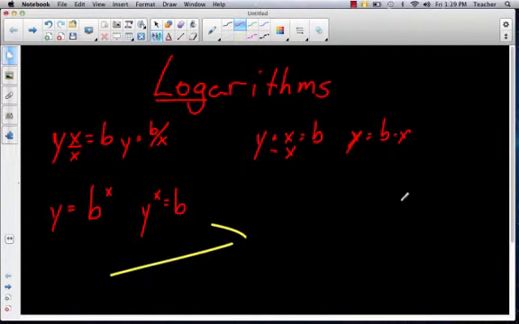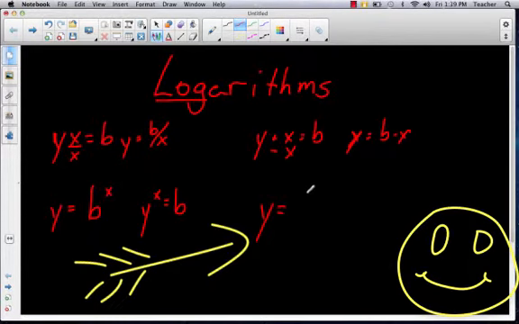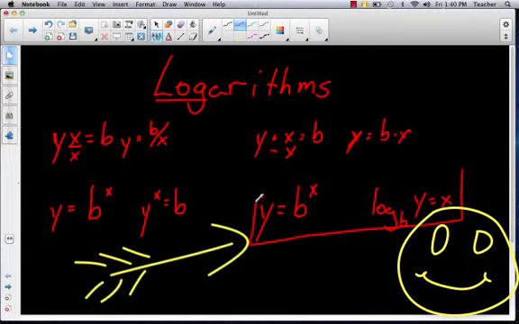So now this part I definitely need you to write down. This is maybe the most important part of log that you'll ever see. So the core of logarithms boils down to y equals b to the power of x is the same as log base b of y equals x. Now, I'm going to put this part in a square because it's extremely important.